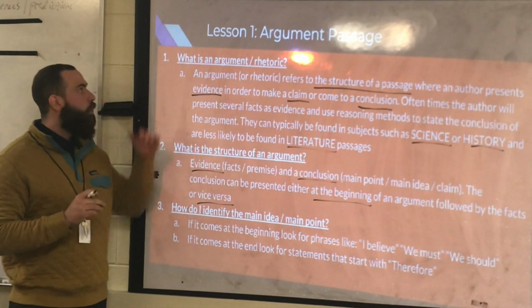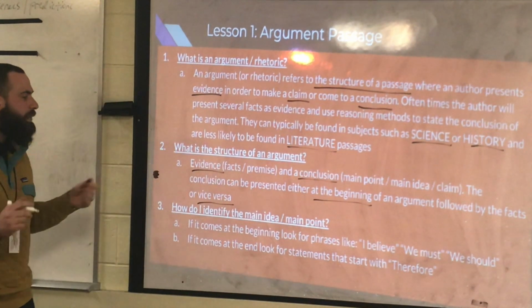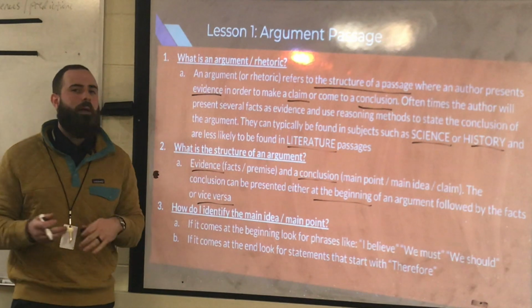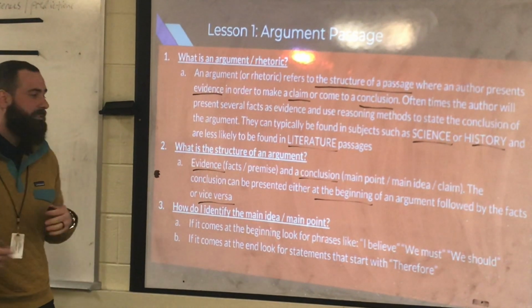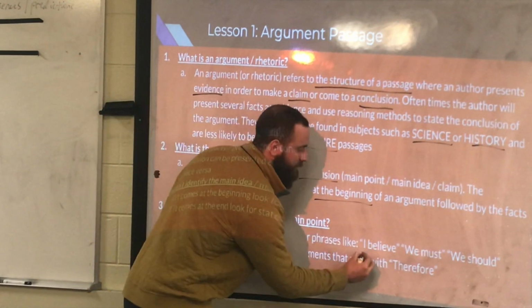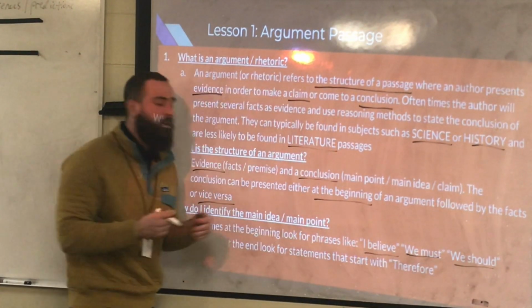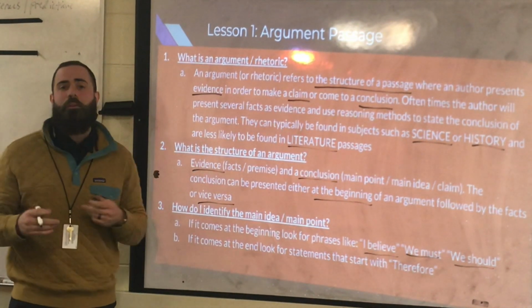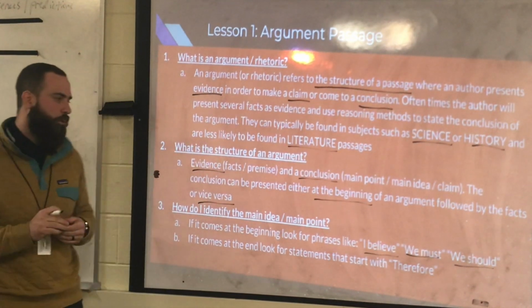Lastly, once we know what is an argument, what is the structure, you might want to say, how can I identify it? Now again, we said it can come in two places, at the start of the passage or at the end of the passage. Now if it comes at the beginning of a passage, look for those phrases like I believe, we must, or we should. Those are going to be sentence starters that should key you in to let you know the author is about to make their claim. They're about to make their argument, the thing they're trying to prove.